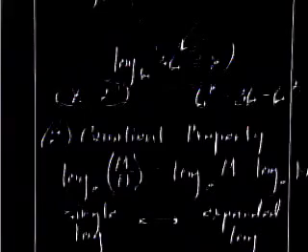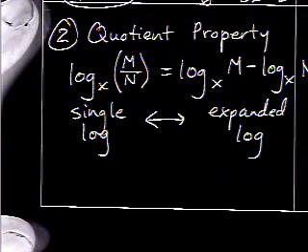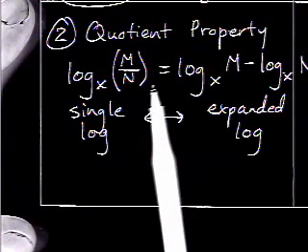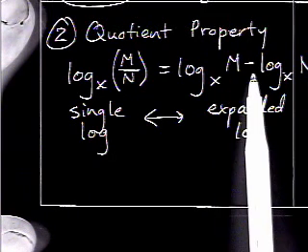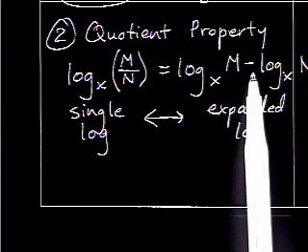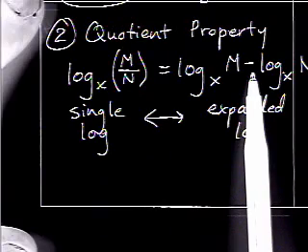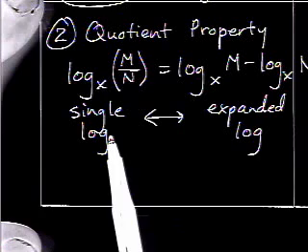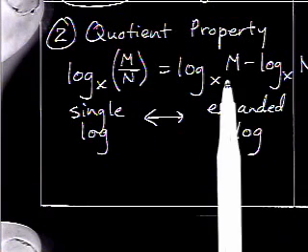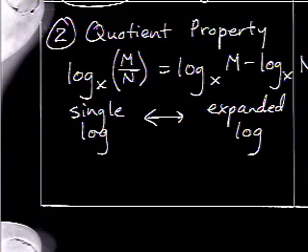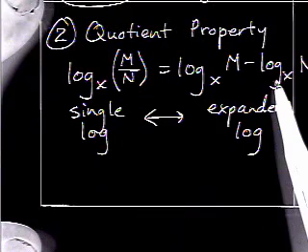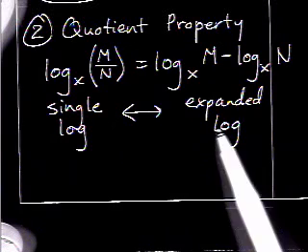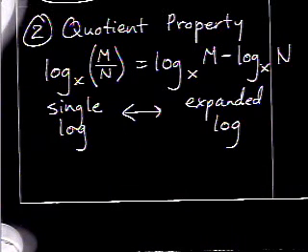Now, the quotient property, which is the second one, allows me to take a division or a quotient and split it apart into two separate things being subtracted. The first property was addition. This one is subtraction. So every time I see subtraction and I want to change it back into something that's a single logarithm, I'm going to divide the arguments. So you can use it in one direction to expand the logarithm, or you can use it in the other direction to write it as a single logarithm.